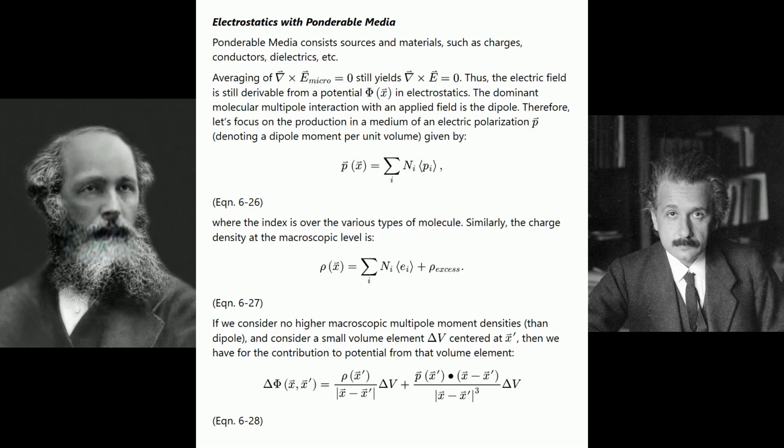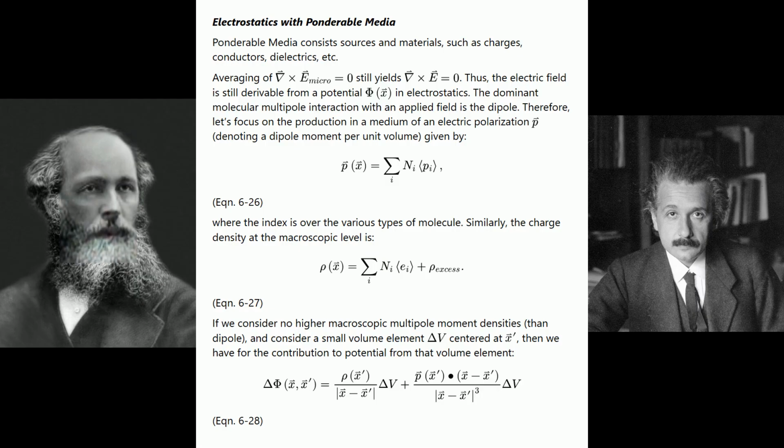Electrostatics with ponderable media. Ponderable media consist of sources and materials, such as charges, conductors, dielectrics, etc. Averaging of del cross E_micro equals 0 still yields del cross E equals 0. Thus, the electric field is still derivable from a potential phi(x) in electrostatics.